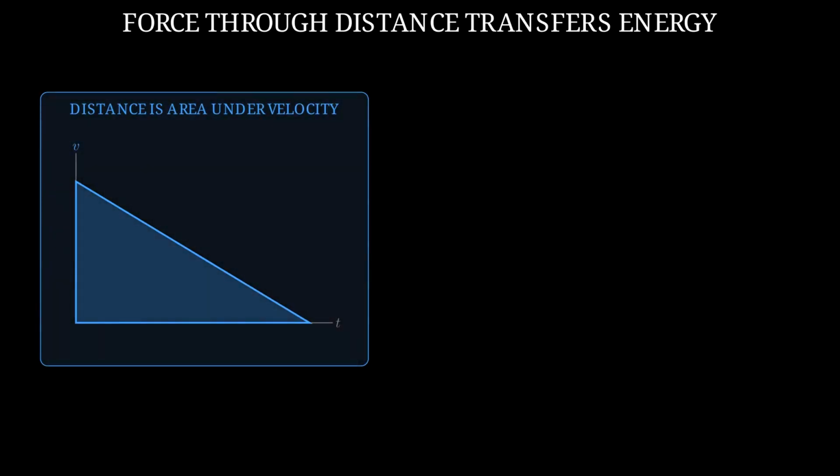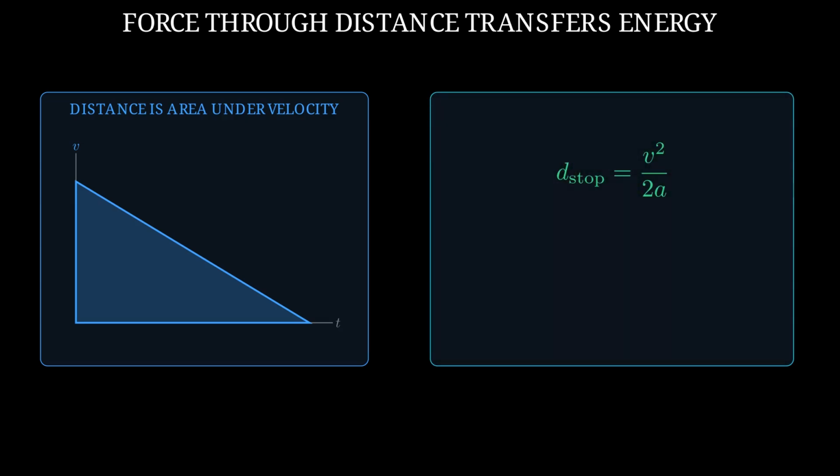For constant deceleration, the velocity versus time graph is a triangle. Its width is the stopping time, and its average height is 1/2 of the initial speed. The triangle area gives the stopping distance, the speed squared divided by twice the acceleration magnitude. Multiply that distance by the force magnitude and use force equals mass times acceleration. The acceleration cancels, leaving 1/2 of the mass multiplied by the speed squared. We call this motion account kinetic energy.